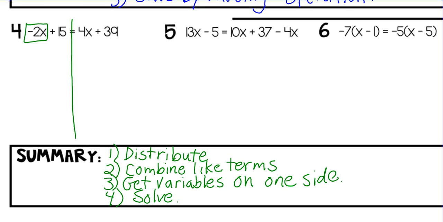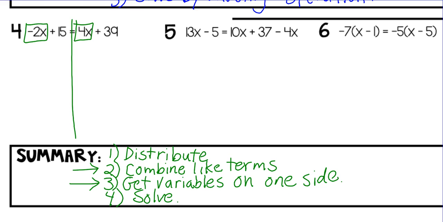Okay, so we have negative 2x, look, and I have 4x. Can I combine them? No, I can't combine them because they're not on the same side. So I'm not putting them together. So it's not the same thing as step 2. But I do need to look at step 3, which is to get variables on one side. Right now I have x's on the left and x's on the right.